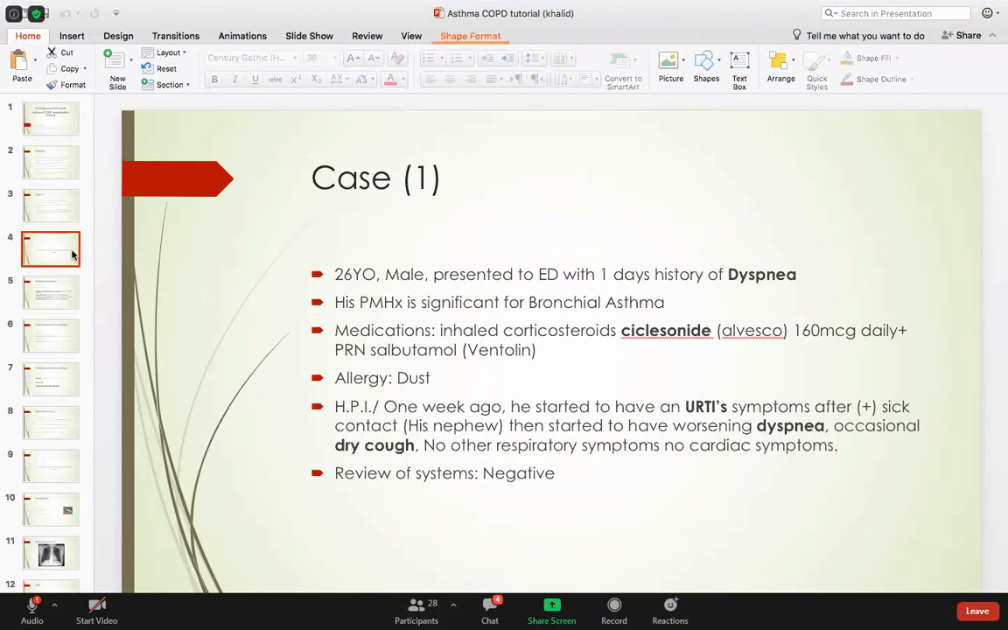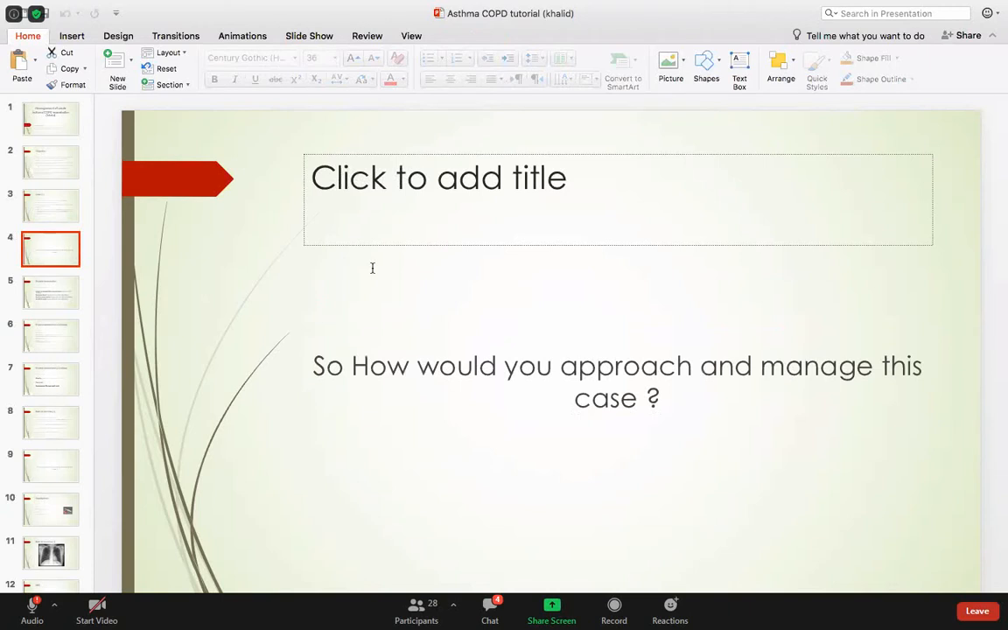Okay, so how would you approach and manage this case? What's next, guys? You already went over the past medical history, the history of present illness, review of systems, his medication list, his allergy list. We all went through it. So what's next? Come on, guys, I'd like you to attempt. What's next in your mind? What would you like to know about this patient?